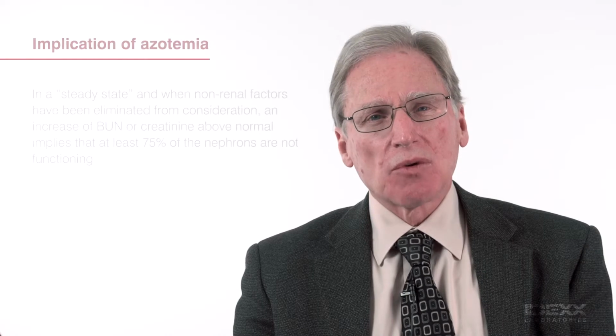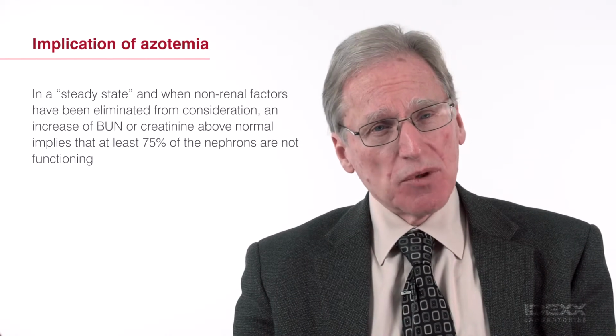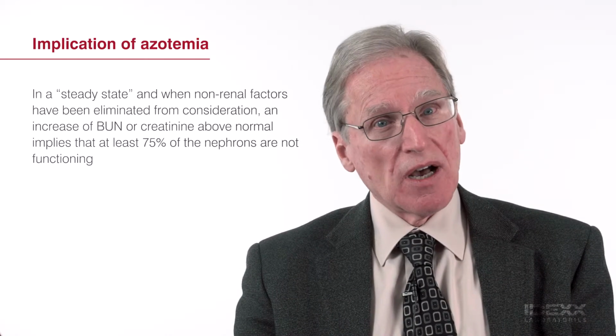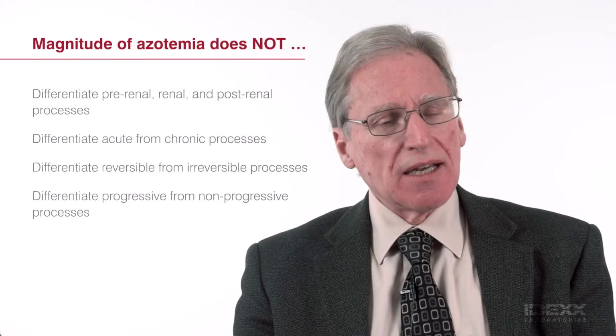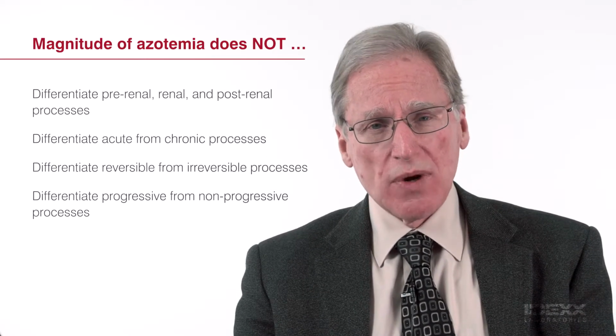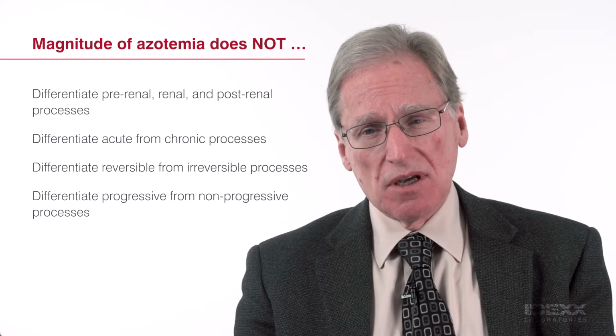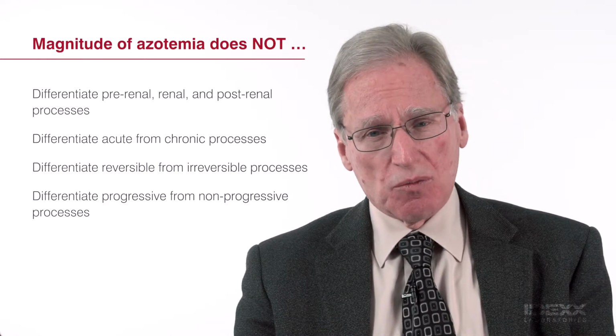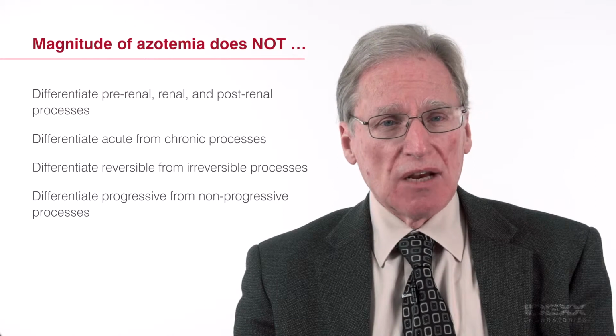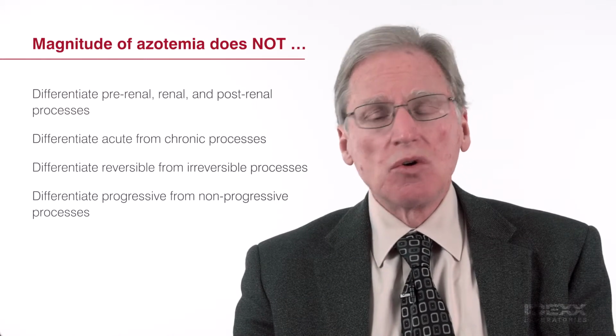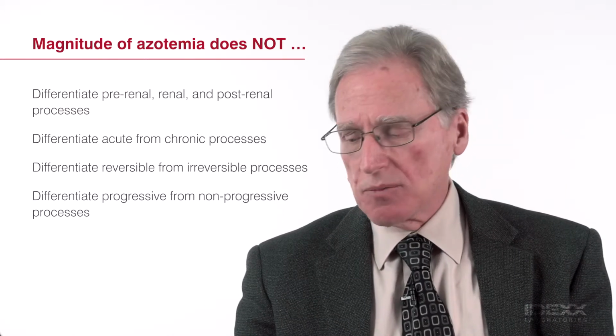However, taking that into account, you can say that when you see an increase in the BUN or the creatinine, 75% or more of the nephrons are non-functional. But it's also important to understand what you cannot say from the magnitude of the increase in the BUN and creatinine. You cannot differentiate pre-renal from post-renal disease. You cannot differentiate acute from chronic. You cannot differentiate reversible from irreversible, nor can you differentiate progressive from non-progressive disease.